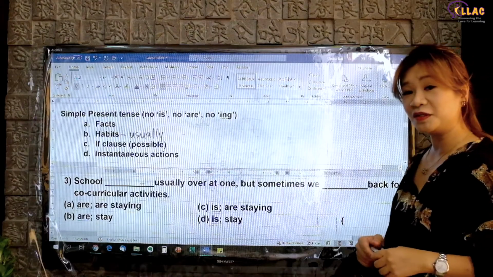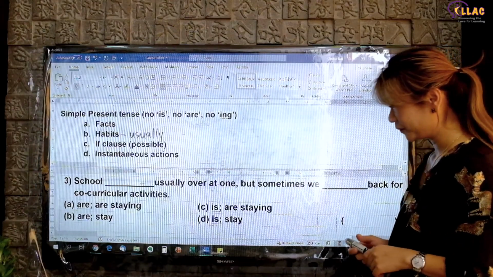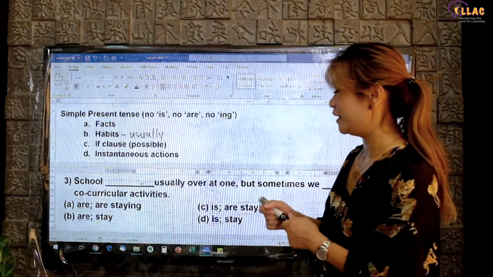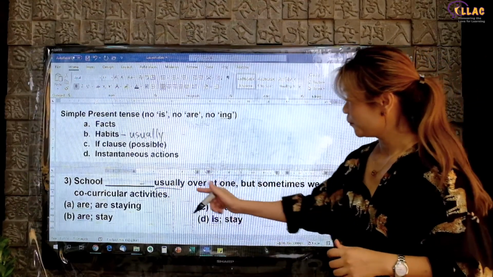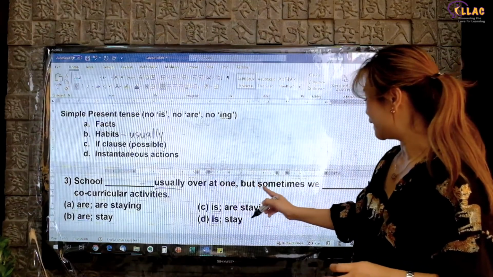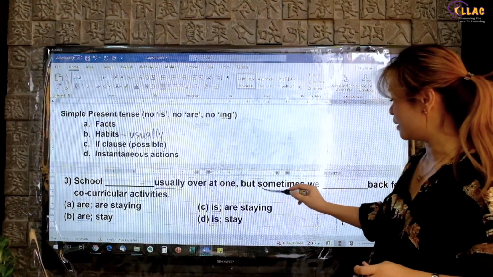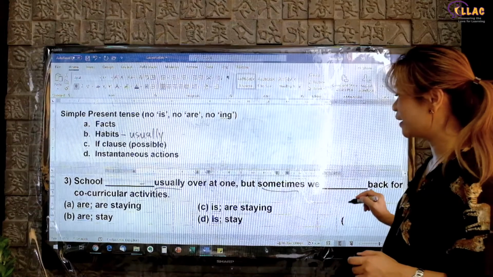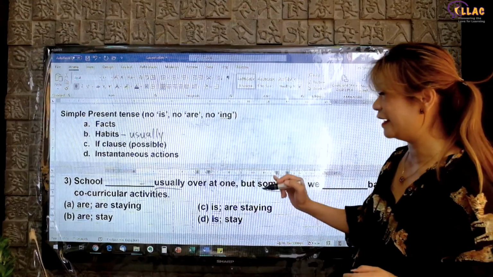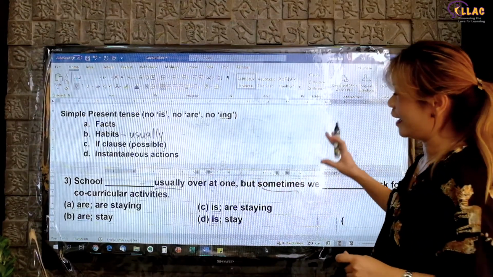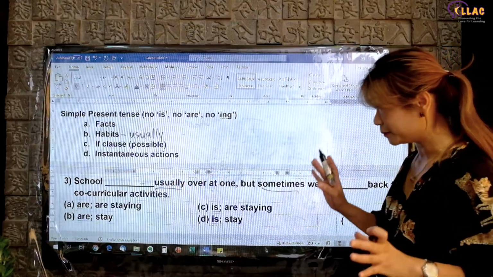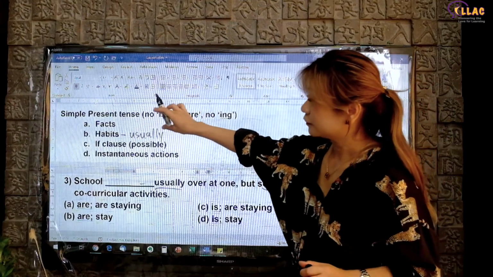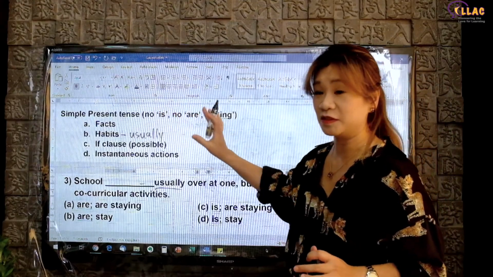Let's take a look at the next question. You may pause the video here to try this on your own. School is usually over at 1, but sometimes we stay back for co-curricular activities. Here we see another habitual adverb of time, usually, and sometimes, again another habitual one. So this seems like a habitual sentence, habitual actions, and also seems like a fact. So definitely, we're using simple present tense for these 2 answers.